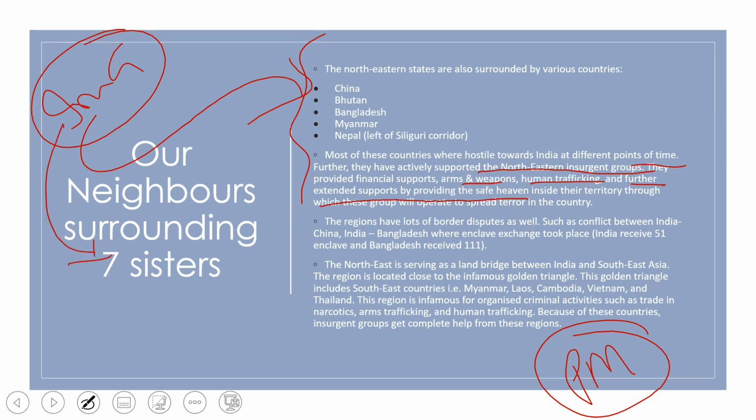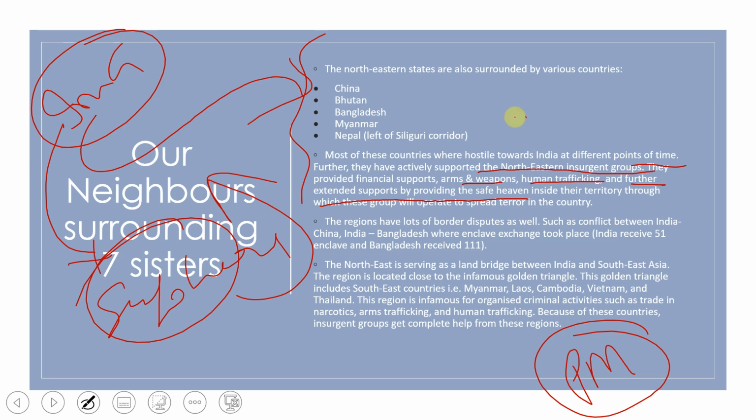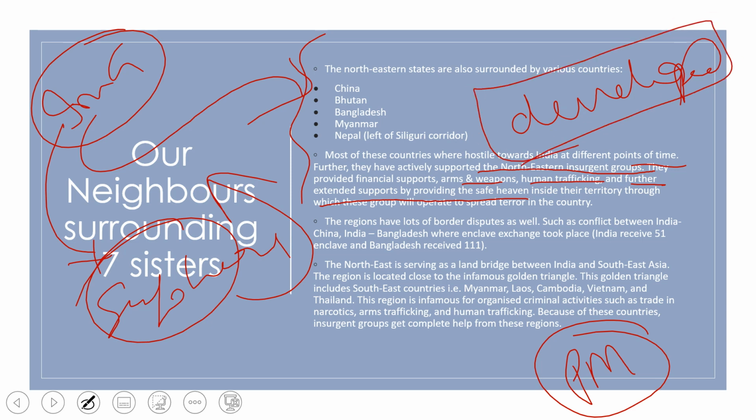Human trafficking was going on. They were getting safe haven. Safe haven means they were providing a house, or whenever they wanted to hide, they provided it through their borders and all. Okay, so this kind of help was being provided by international countries to create problems in those regions, as they don't want India to be developed. Okay, and because of these international strategies and all, this kind of help is provided by outside support. Okay, so the regions have lots of border disputes as well.